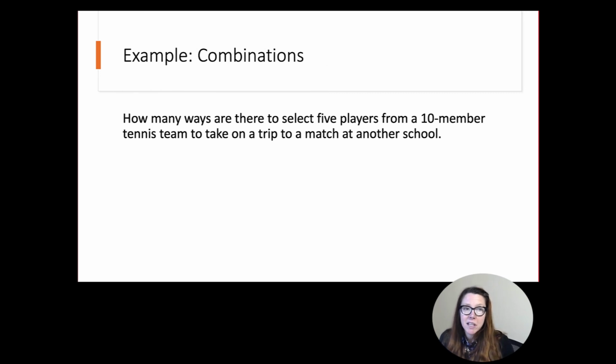All right, so how many ways are there to select 5 players from a 10-member tennis team to take a very special trip to a match at another school? Especially these days, we're not going to take everybody if we can avoid exposing them. So I need to choose 5 players from my team, and they're all really good.